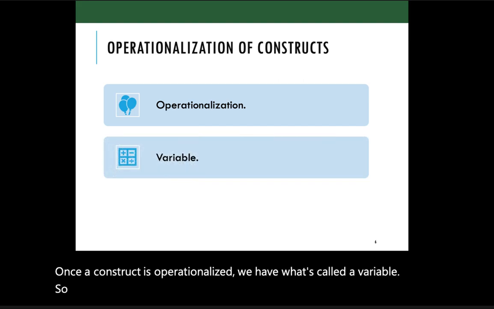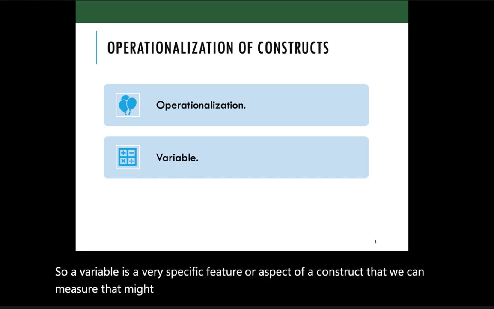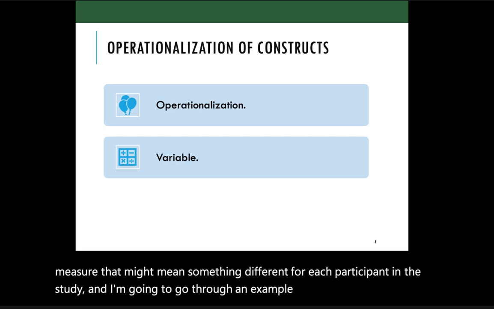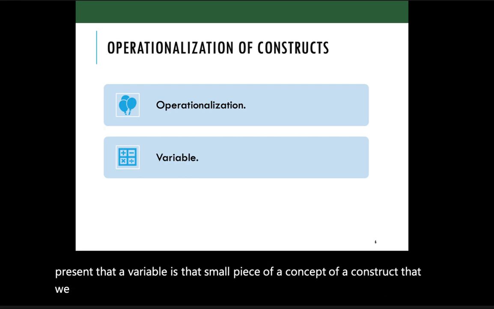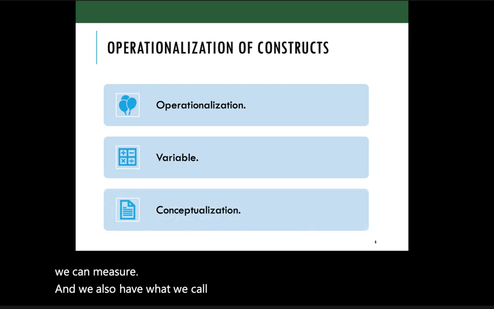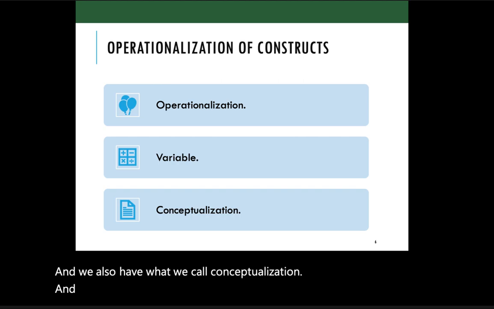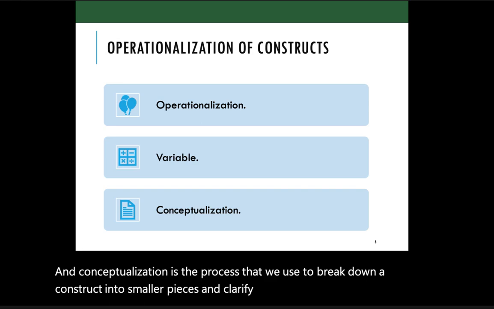So a variable is a very specific feature or aspect of a construct that we can measure that might mean something different for each participant in the study. And I'm going to go through an example of this, but I want to just present that a variable is that small piece of a construct that we can measure. And we also have what we call conceptualization. And conceptualization is the process that we use to break down a construct into smaller pieces and clarifying to know the precise meaning of each of those pieces.